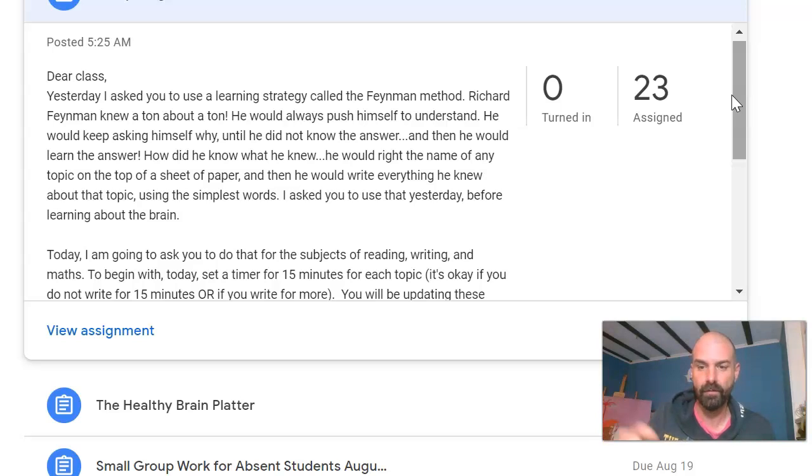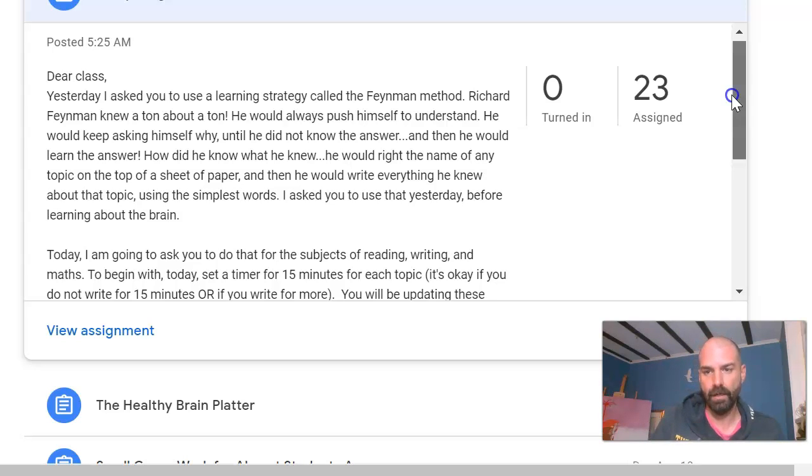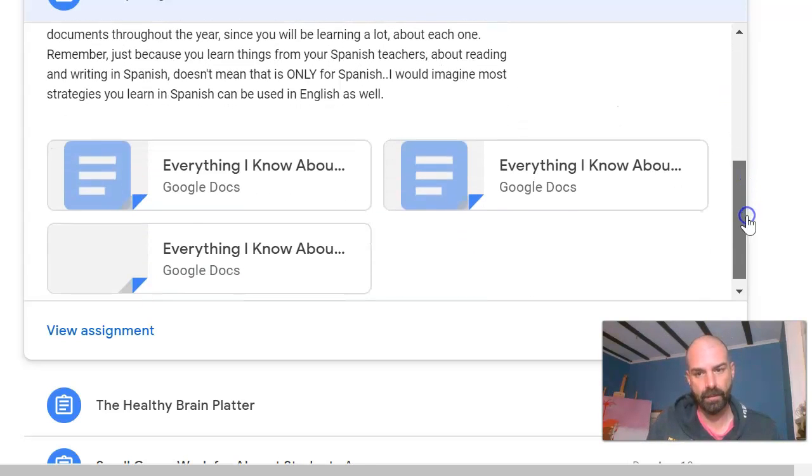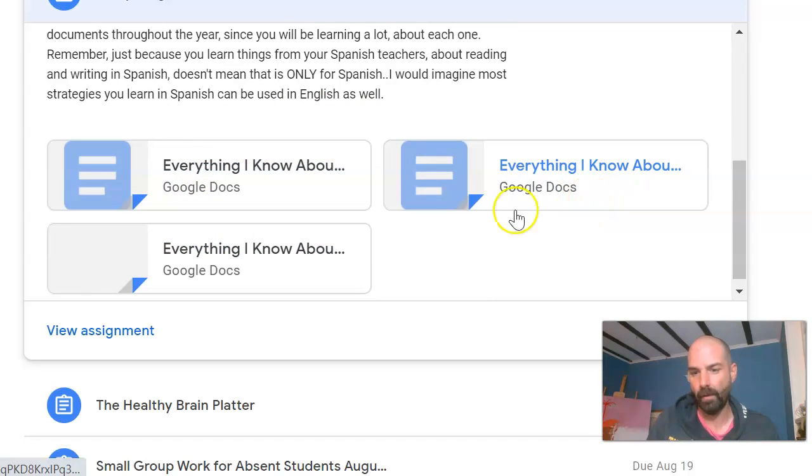And so he would learn stuff. On top of that, for anything he was learning or anything that he wanted to know, he would put that topic at the top of a piece of paper, and then he would write everything he knew about that topic. We're going to try that this year. We're going to be using the same documents the whole year when it comes to maths, reading, and writing, and we're going to start that today. In this assignment, I have the 3 Google Docs: everything I know about maths, everything I know about reading, everything I know about writing.